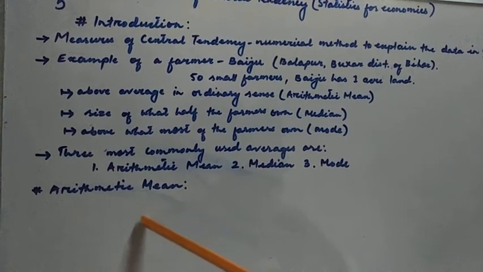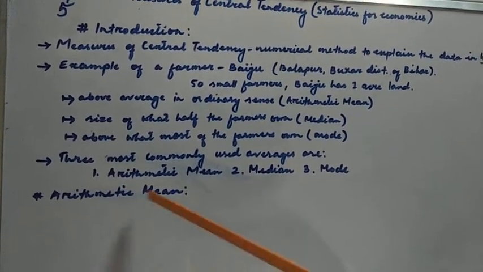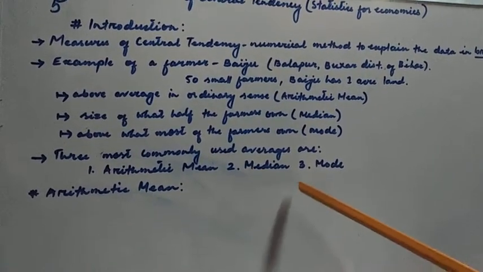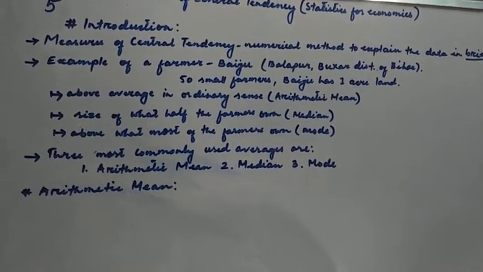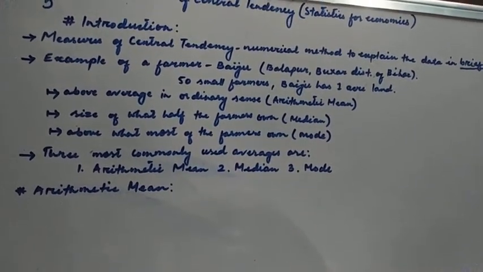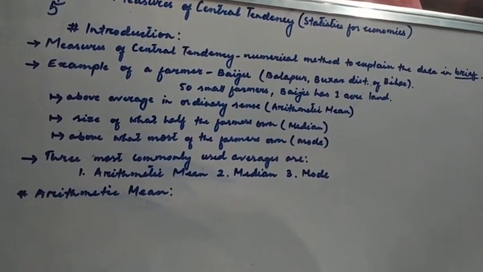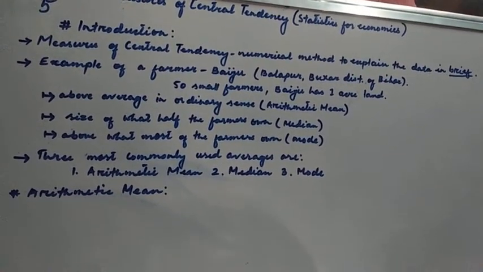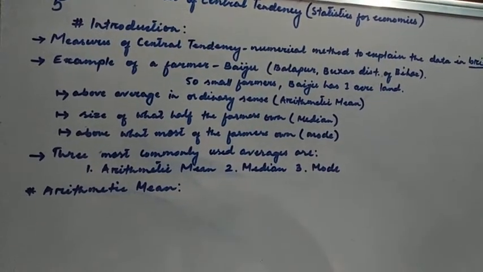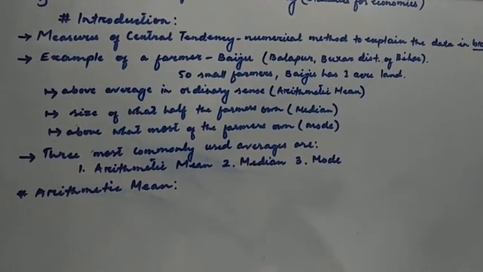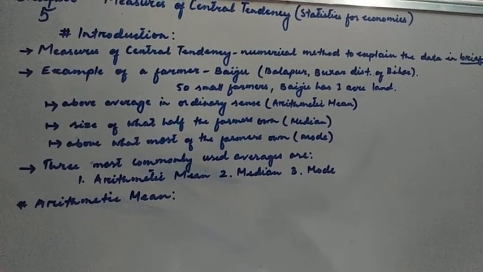These are the 3 most commonly used averages, that is arithmetic mean, median, and mode. We shall see them one by one. What is arithmetic mean? What is median? What is mode? And there are various methods under arithmetic mean, median, and mode.